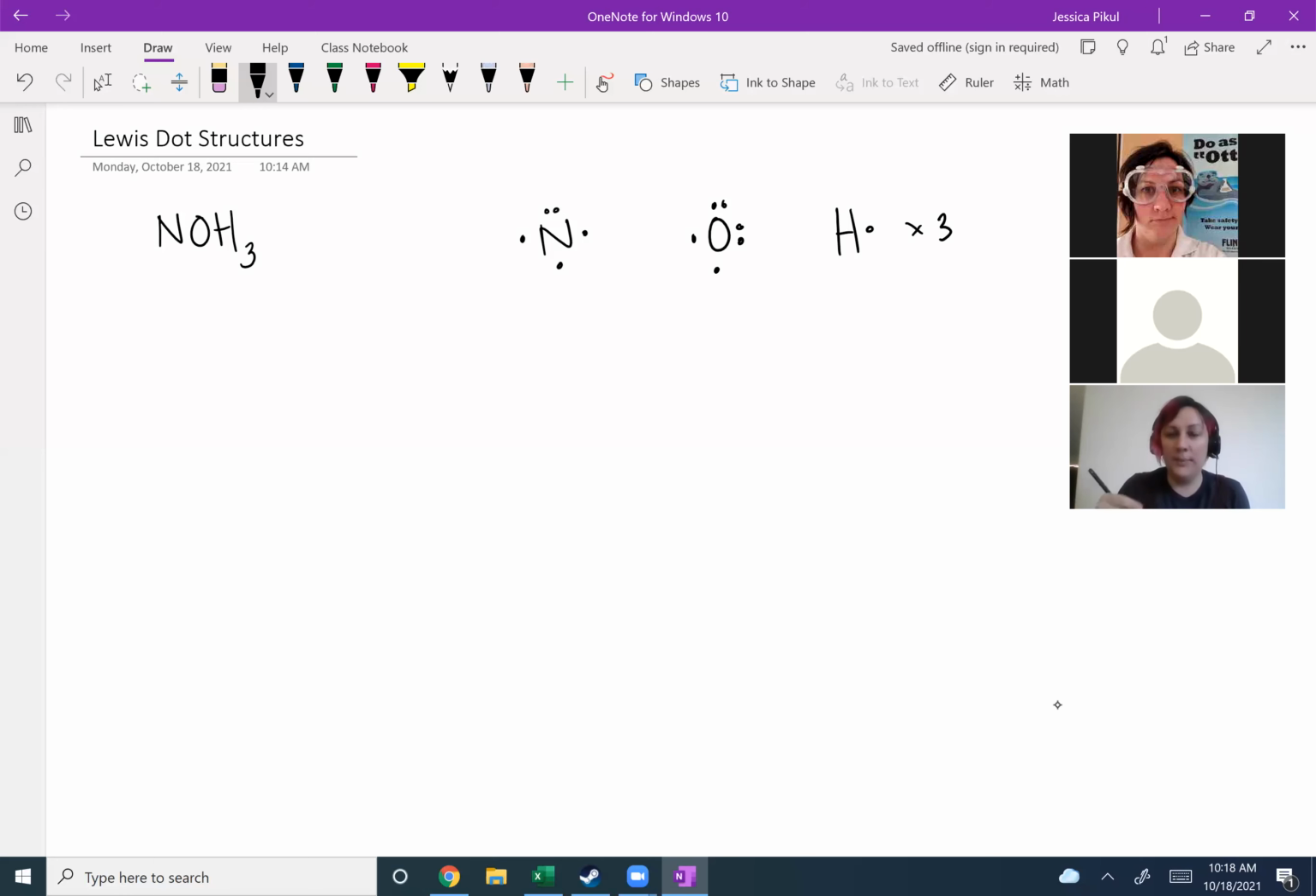So what I know about each of these elements is that nitrogen has 5 valence electrons, oxygen has 6 valence electrons, and hydrogen has 1 valence electron. And I get this information from their location on the periodic table.